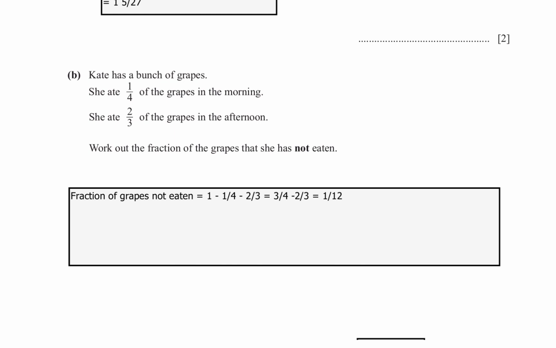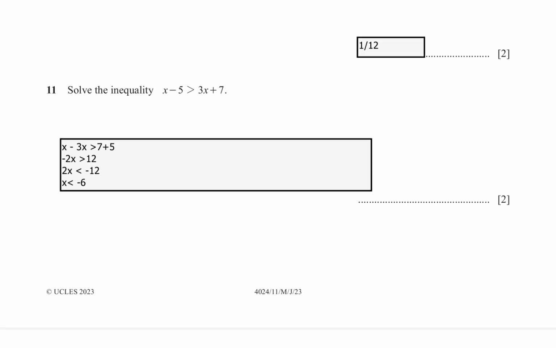Now Kate has a bunch of grapes. She ate 1/4 of the grapes in the morning. She ate 2/3 of the grapes in the afternoon. Work out the fraction of the grapes that she has not eaten. The fraction not eaten is 1 minus 1/4 minus 2/3. 1 minus 1/4 is 3/4. 3/4 minus 2/3 is 1 over 12. So the fraction of the grapes that she has not eaten is 1 over 12.